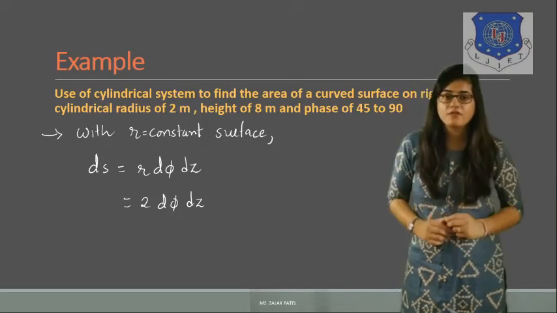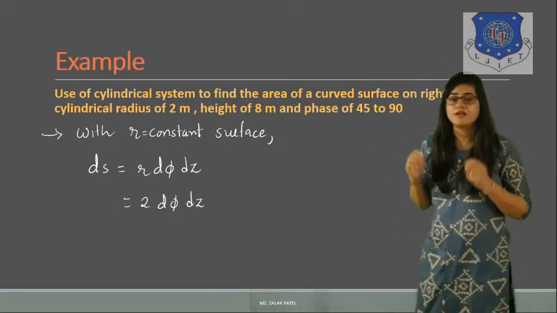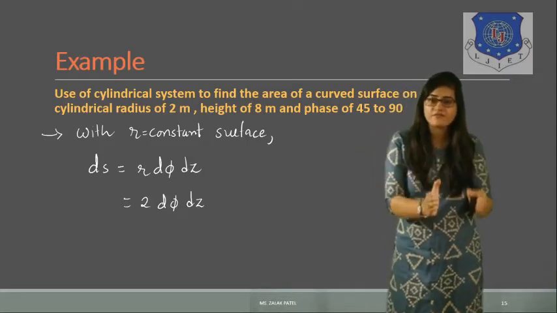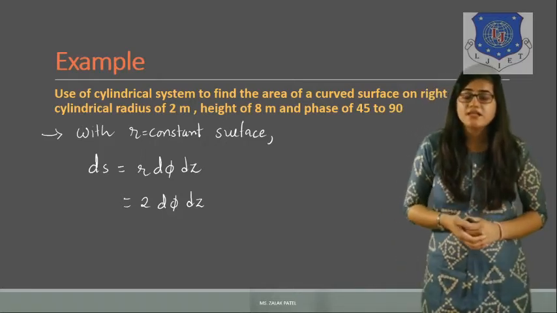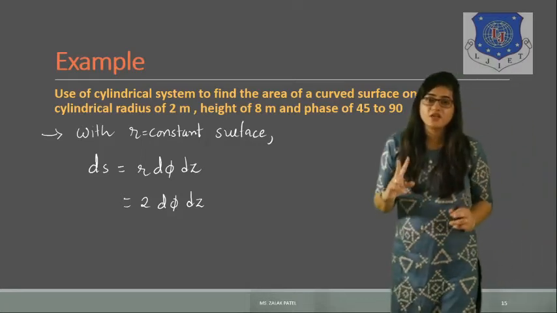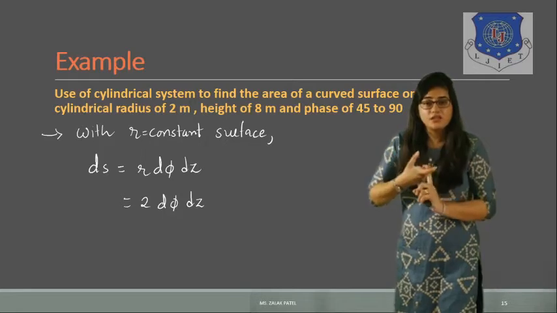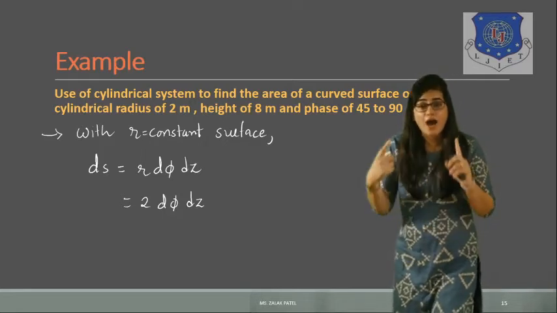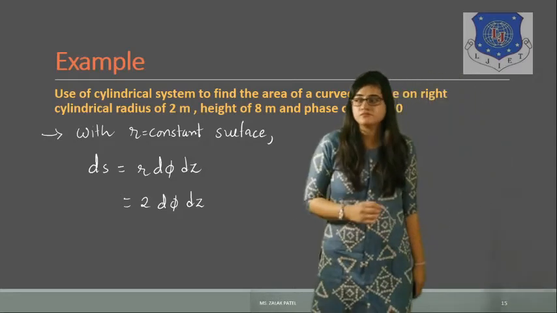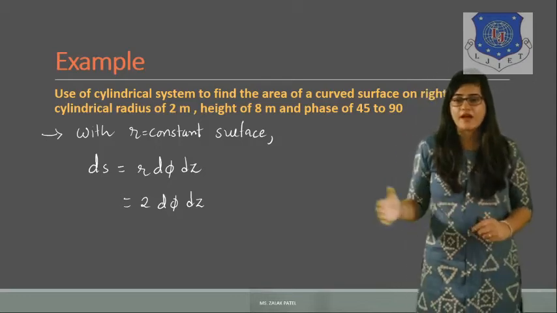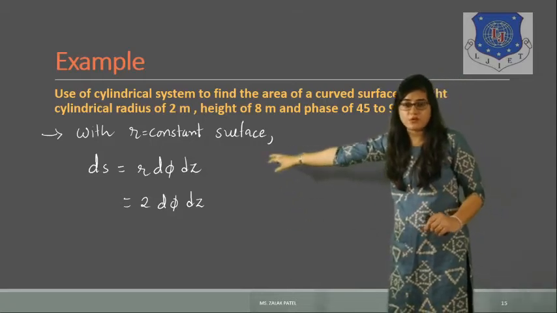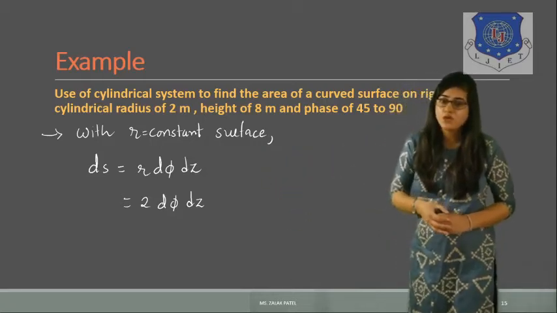Obviously the second and third will vary, because cylindrical has three coordinates, that is r, phi, and z. If r is constant, then obviously phi and z can vary. So r d phi is the second differential length, and the third differential length is dz. The differential length multiplication should be r d phi and dz. So over here the differential surface is r d phi into dz. We have the radius constant, so in place of r we put 2 d phi into dz.